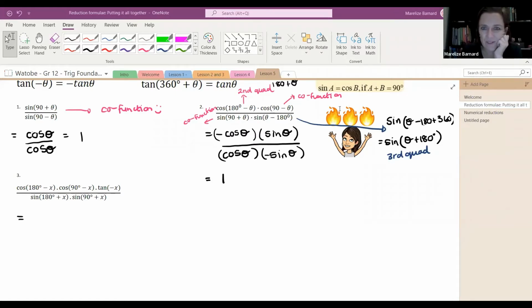We are off. We've got some answers. Many seem to be getting tan of x. Okay, I'm going to give it 30 more seconds and then we can see if these guys are all correct.